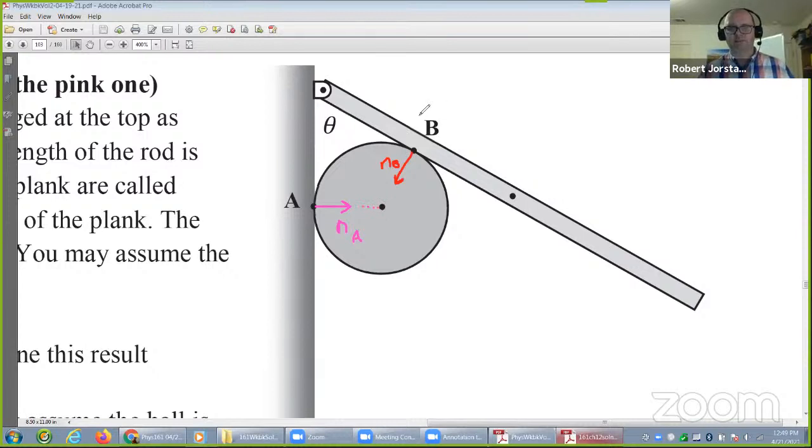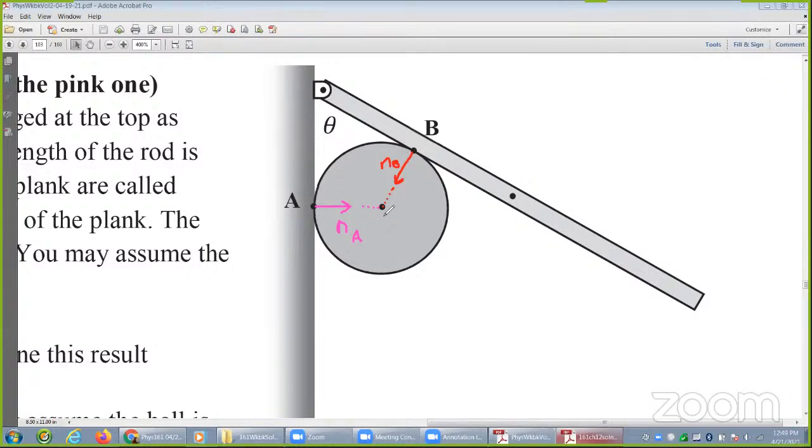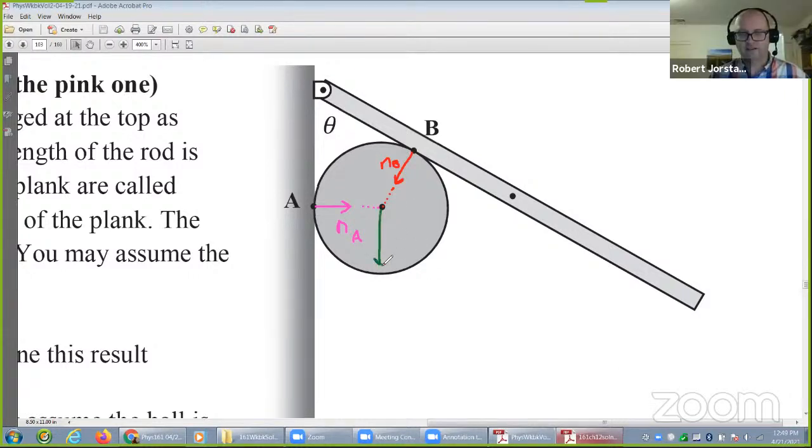This turns out to be somewhat useful because notice, if you pick the center of mass of the ball as your pivot point, three forces drop out. What are the three forces that drop out on the ball? The normal forces and mg. Mg, that's the other one that I didn't draw, right? And now here's something else that we could think about.